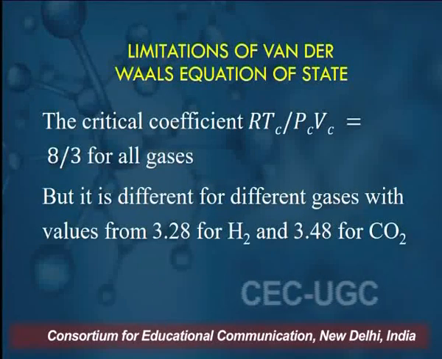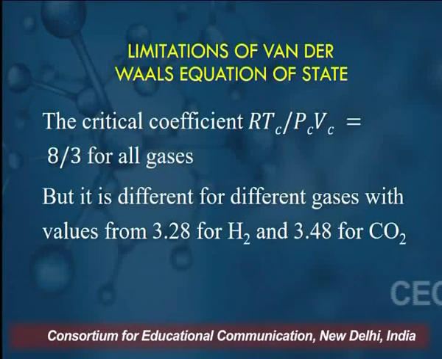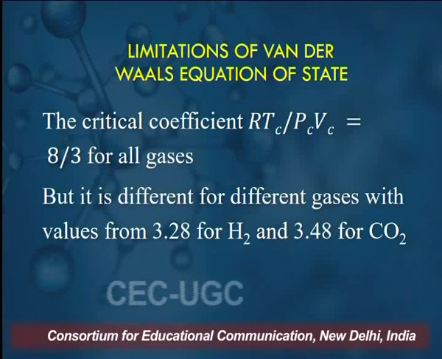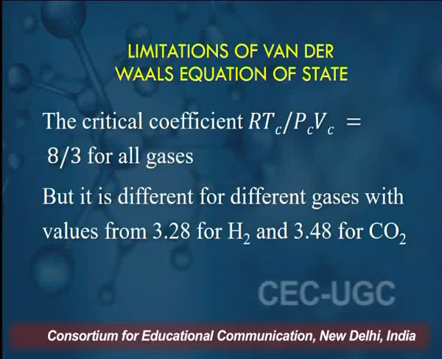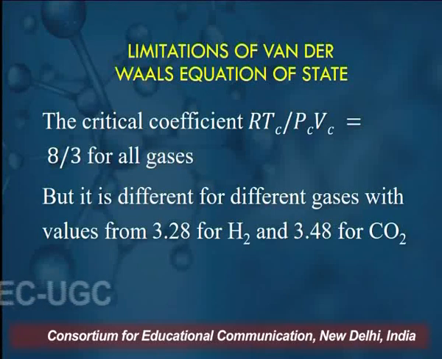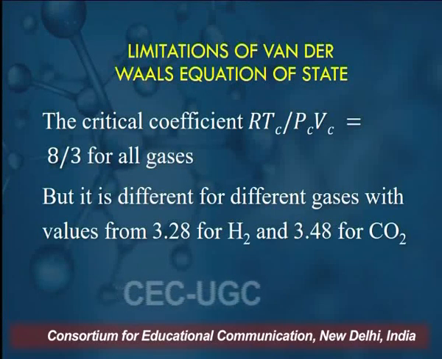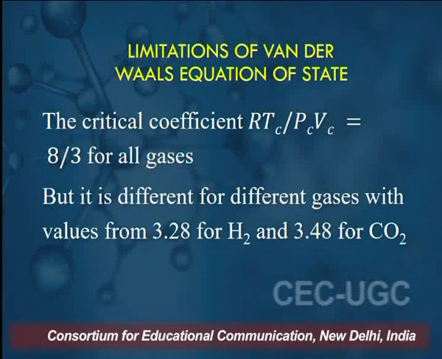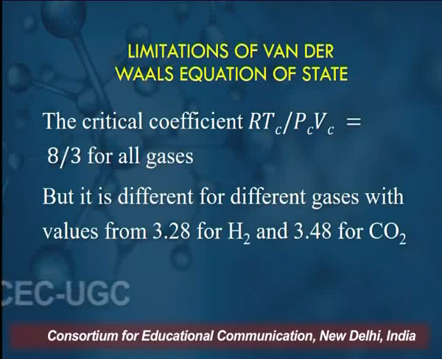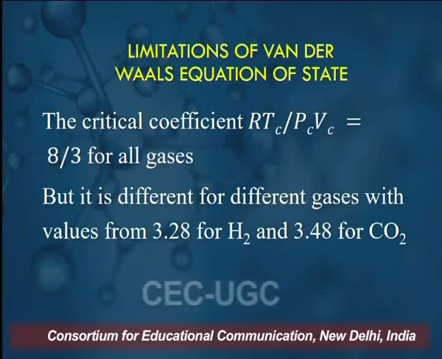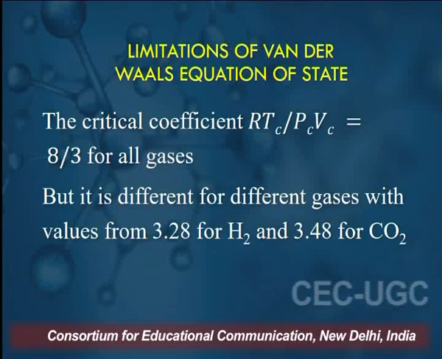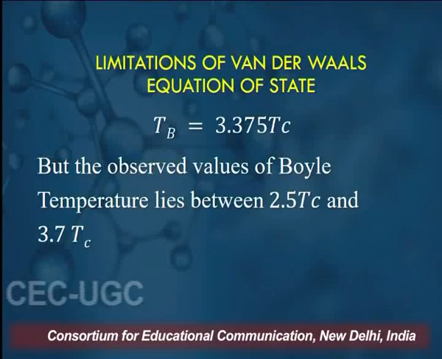Van der Waals equation of state showed that the critical coefficient, which is defined by RTc over PcVc, here Tc is the critical temperature, R is the gas constant, Pc is the critical pressure, Vc is the critical volume, should be equal to 8 by 3 irrespective of the gas considered. But it is different for different gases, with values which vary from 3.28 for hydrogen to 3.48 for CO2. So it is not a constant.